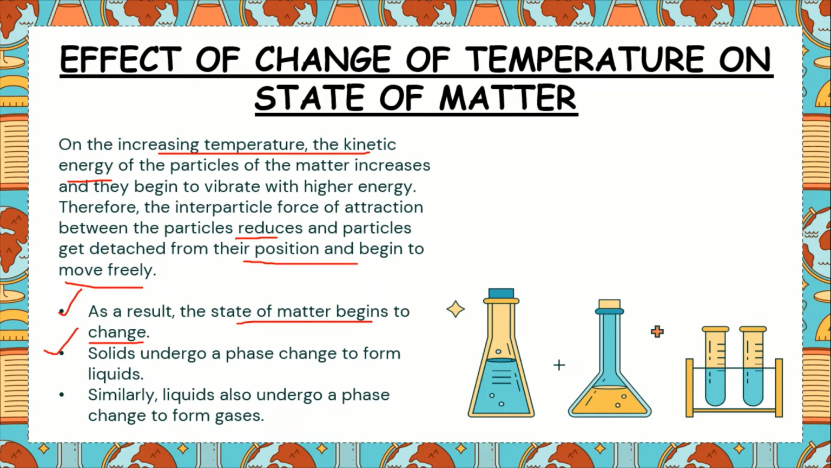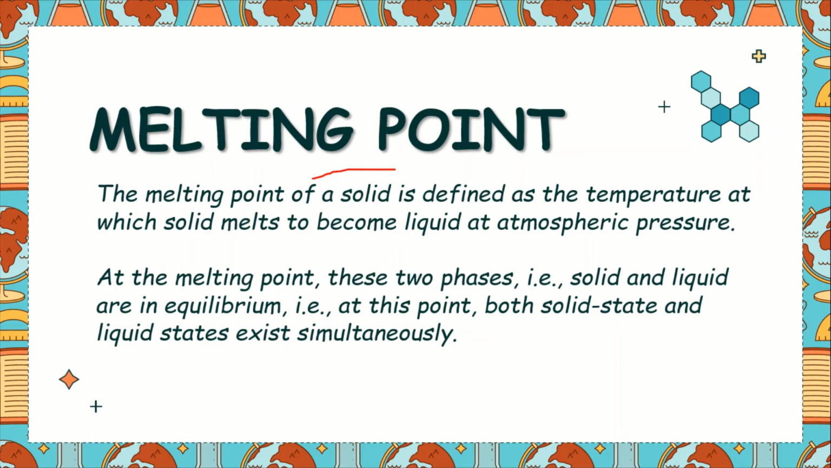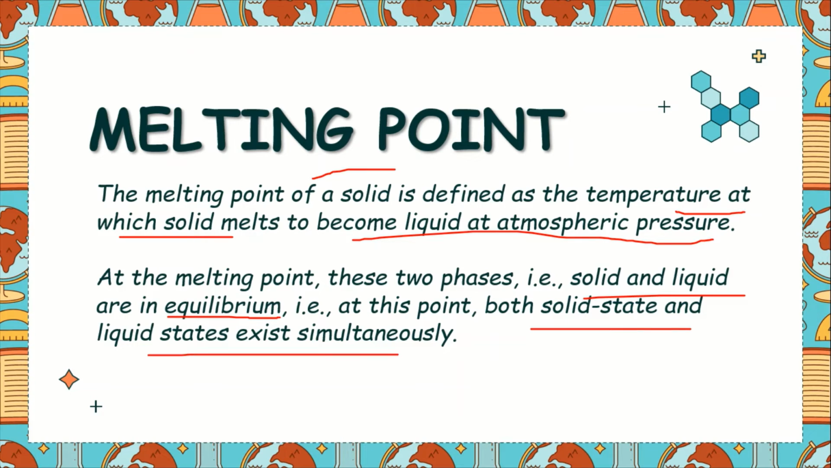Solids undergo a phase change to form liquids. Similarly, liquids also undergo phase change to form gases. Melting point. The melting point of a solid is defined as the temperature at which a solid melts to become liquid at atmospheric pressure. At the melting point, these two phases, solid and liquid, are in equilibrium. That is, at this point, both solid and liquid states exist simultaneously.